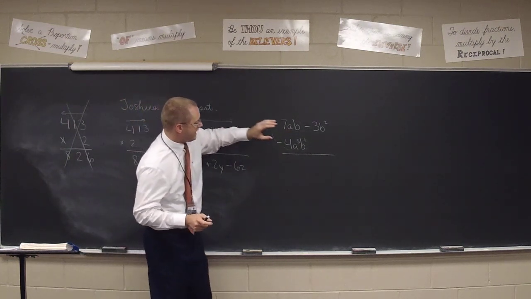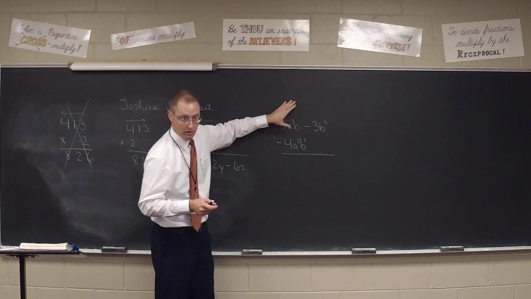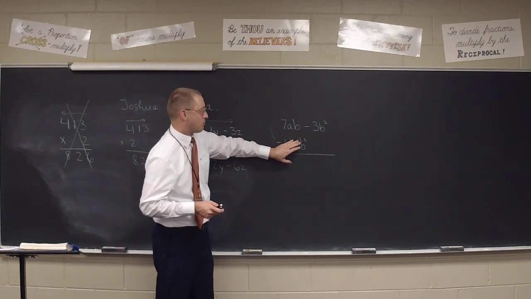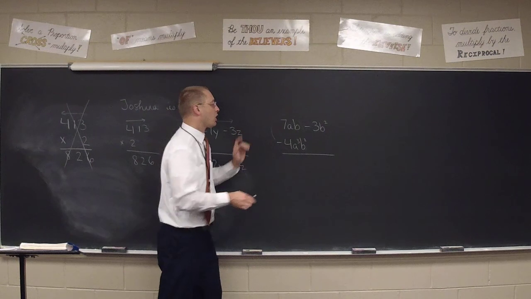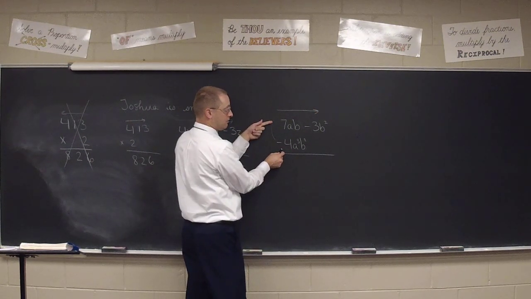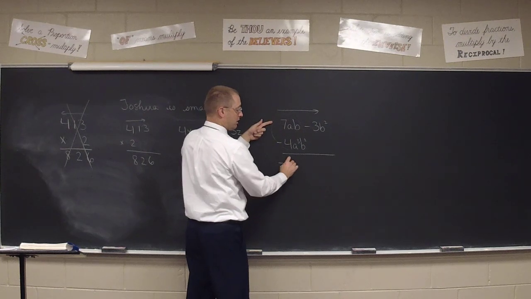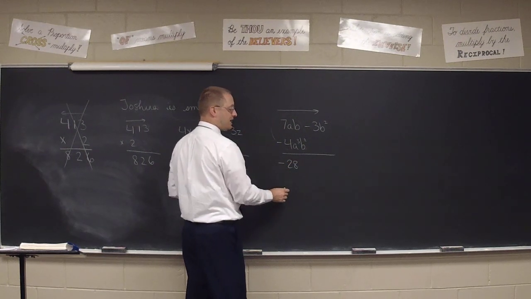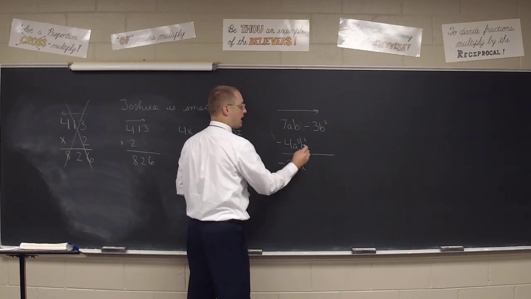So we're going to multiply a negative 4a cubed b squared by a 7ab. Then we're going to multiply negative 4a cubed b squared by negative 3b squared. But we're going this direction. So here, sign, negative. Number, 28. And with our letters, let's start with a: a to the 4. And b.